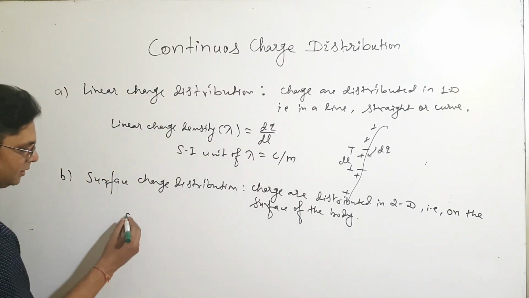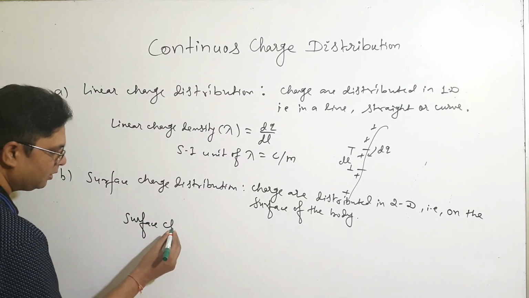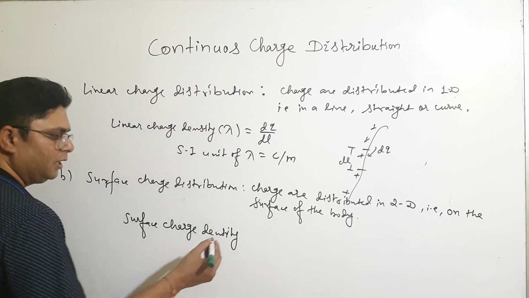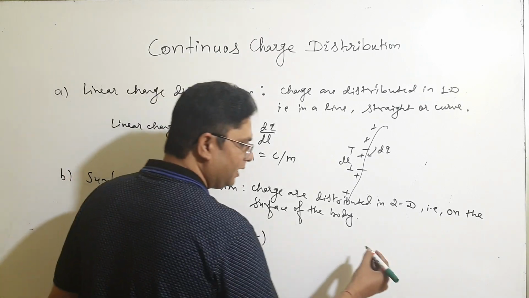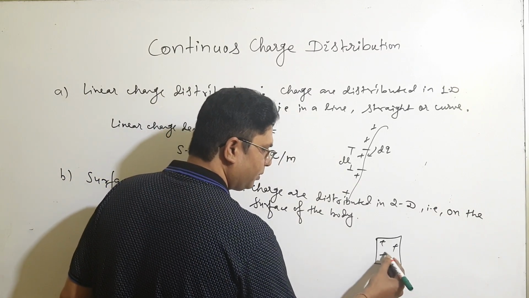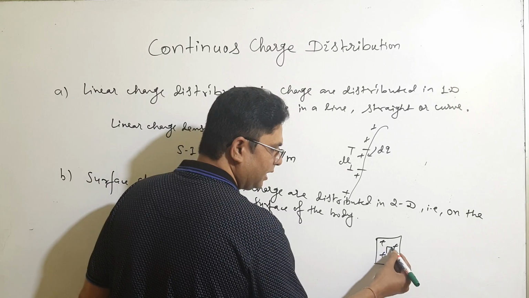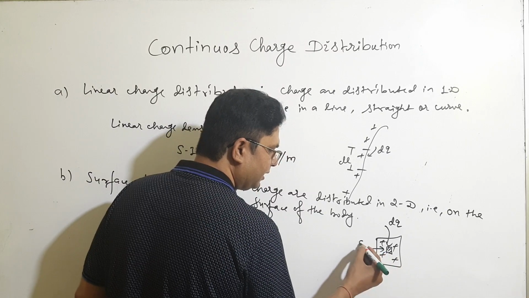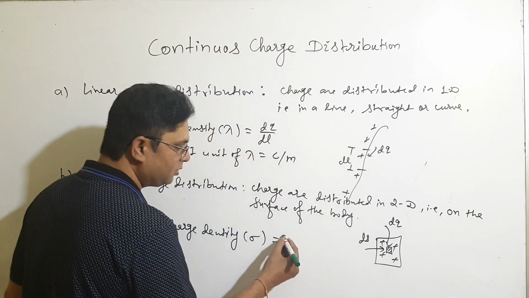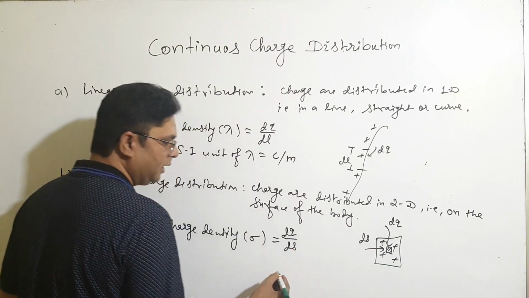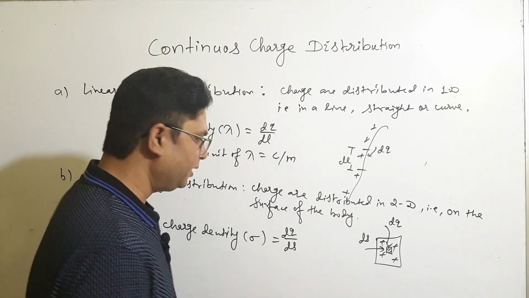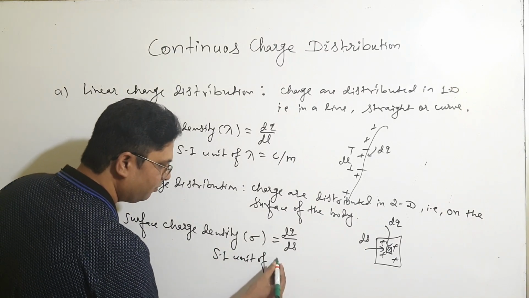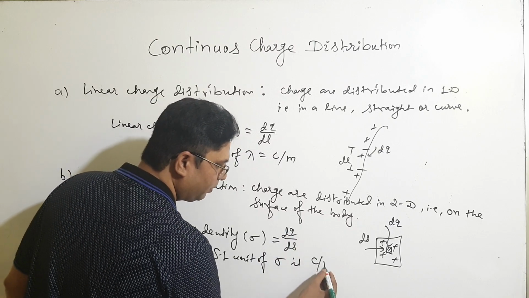The new word is surface charge density, symbolized by sigma. To understand this, we require a surface area of any shape. In this surface area, let us take a small surface having charge dq and area dS. So sigma is equal to dq upon dS, that is charge per unit surface area. So the SI unit of sigma is coulomb per meter square.